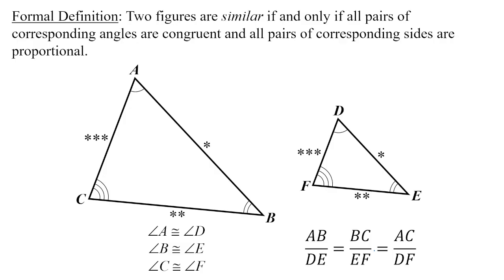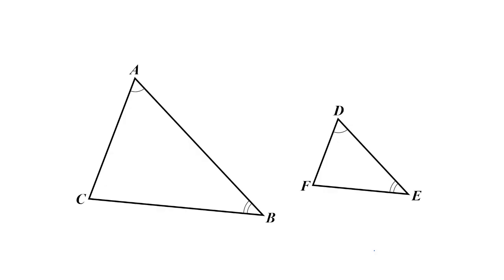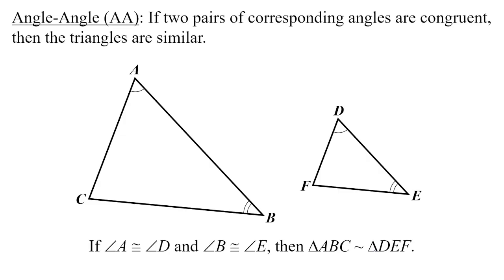But let's suppose you're given that two pairs of corresponding angles are congruent. Nothing was mentioned about the sides or the third angle. Can we conclude that the two triangles are similar? Yes, we can. They're similar by angle-angle, saying that if two pairs of corresponding angles are congruent, then the triangles are similar.